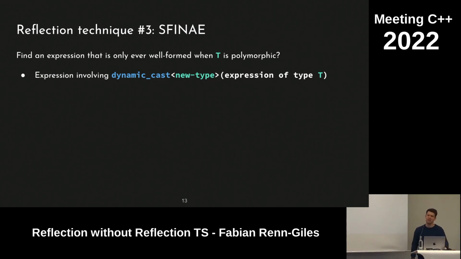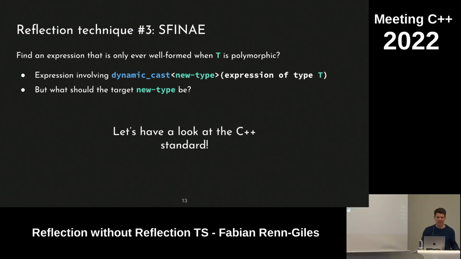But now comes the harder question: what should new type be? So we have some expression involving T, let's say it's T star or T ref, but we want the dynamic cast to some new type, and it should only work if it's polymorphic. Anybody have any idea what new type could be? Ooh, good. This is something I never knew. This is something I only learned during a post. So that's very good. Yeah, it's actually void star.